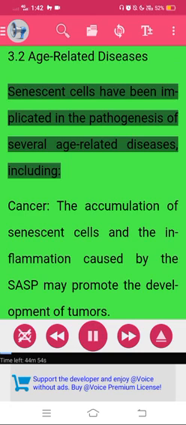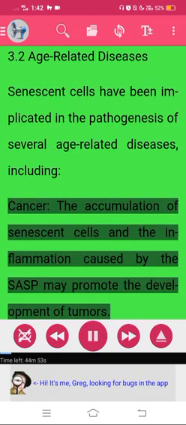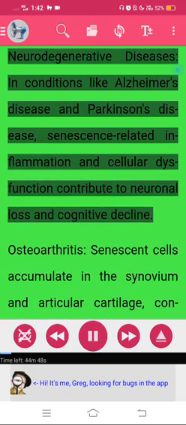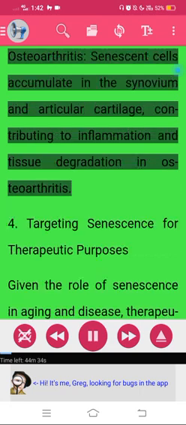Senescent cells have been implicated in the pathogenesis of several age-related diseases, including cancer. The accumulation of senescent cells and the inflammation caused by the SASP may promote the development of tumors. Neurodegenerative diseases. In conditions like Alzheimer's disease and Parkinson's disease, senescence-related inflammation and cellular dysfunction contribute to neuronal loss and cognitive decline. Osteoarthritis. Senescent cells accumulate in the synovium and articular cartilage, contributing to inflammation and tissue degradation in osteoarthritis.